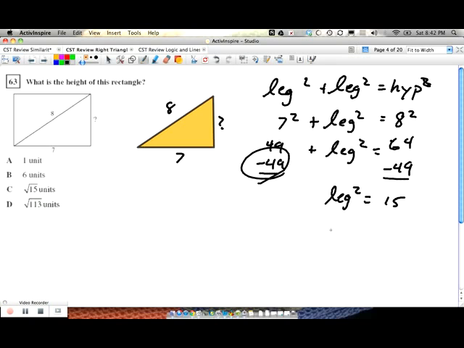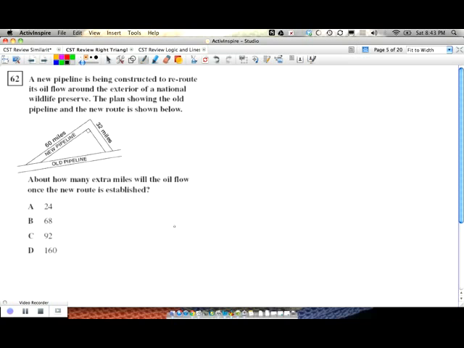Same as 65 minus 50, so it's going to be 15. So the leg would just be the square root of 15. And that doesn't reduce or simplify or anything like that. So the answer would be C. These are pretty easy, as long as you just remember the templates you're working with. Pythagorean theorem and SOHCAHTOA.